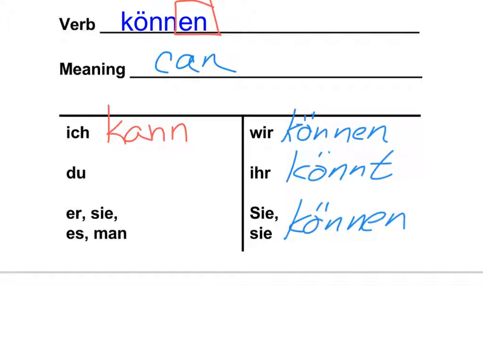The other thing that makes this one unique is that ich and sie, es, and man are going to be identical. So you can fill it in. So we've got another one that's kann. The du form, though, we're going to add the regular ending to kann. What are we going to add? St. Yeah, so our new verb is kannst.